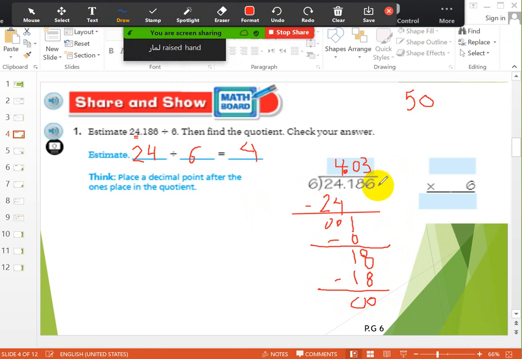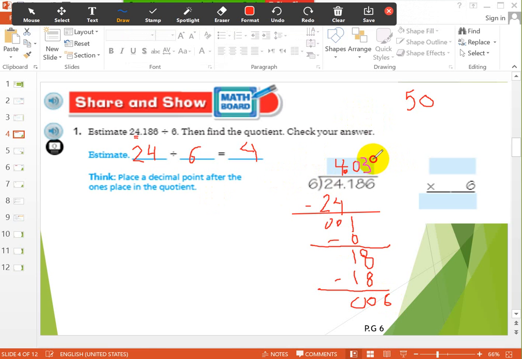Now I will take the 6. After that, the final number, 6 divided by 6. Which number will I multiply with 6? The answer will be 6. Thank you, Manal. That's right. The number is 1. So 1 multiplied by 6 equals 6. And the remainder right here, if you subtract, the answer will be 0.